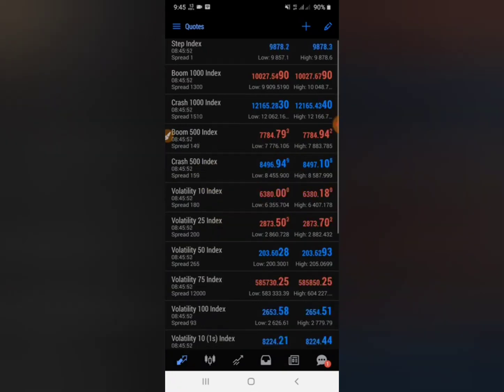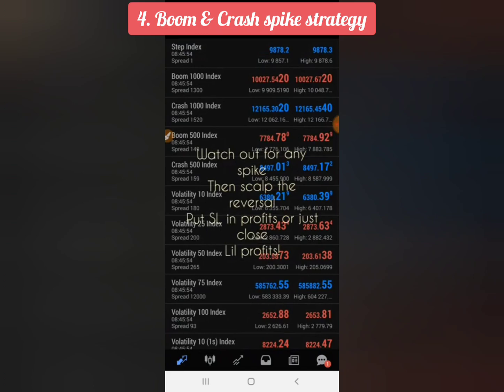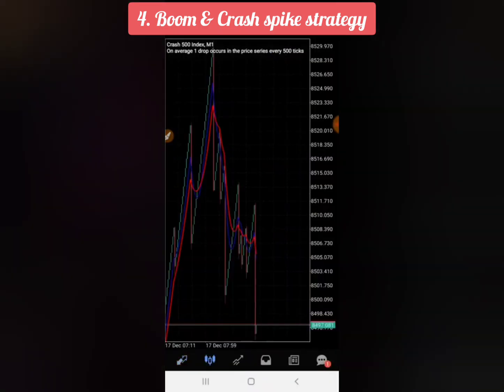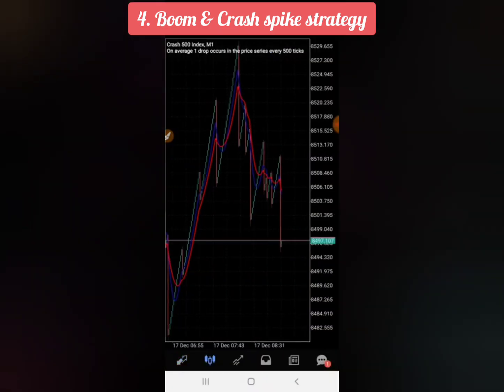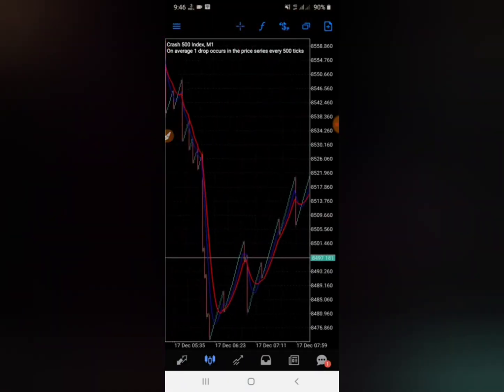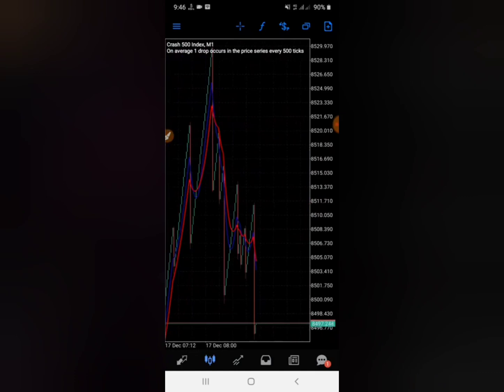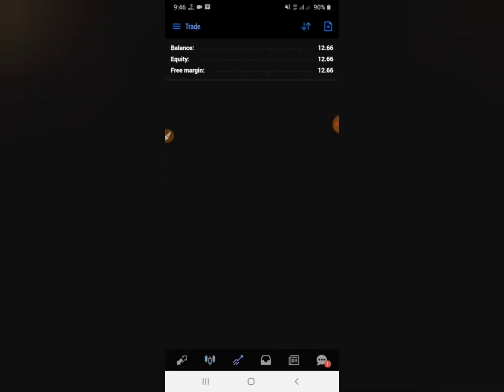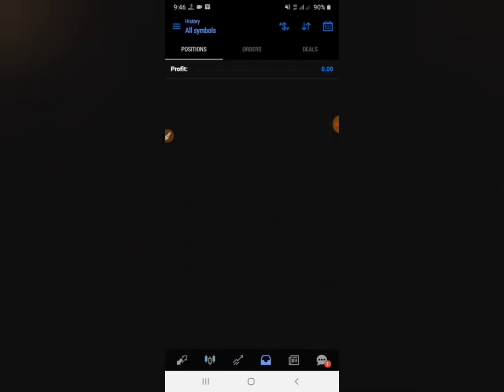Alright guys, now this is the last but not the least strategy on my list. It's called the boom and crash spike strategy. Now I know this one is very risky because we are trading the market after a spike, okay? But let me explain, hear me out.